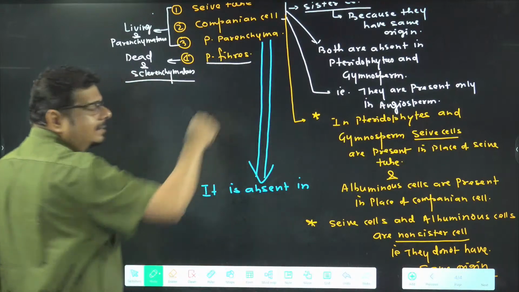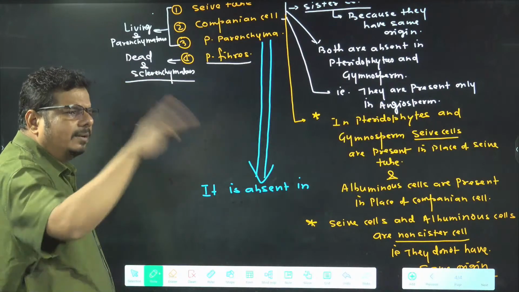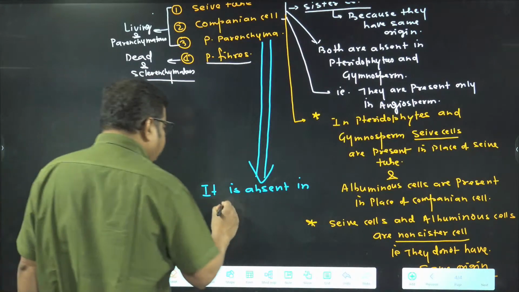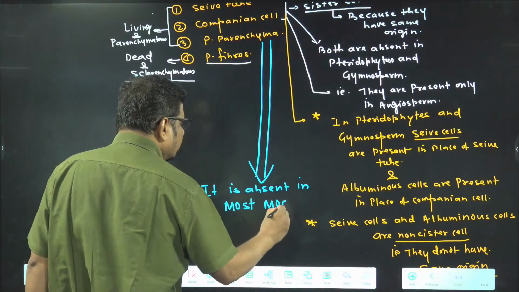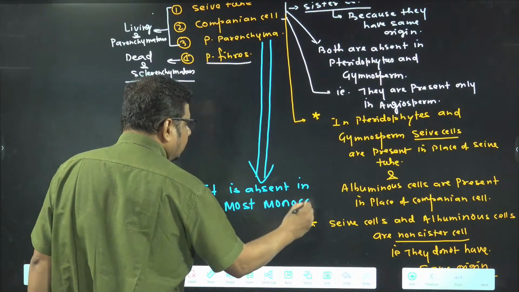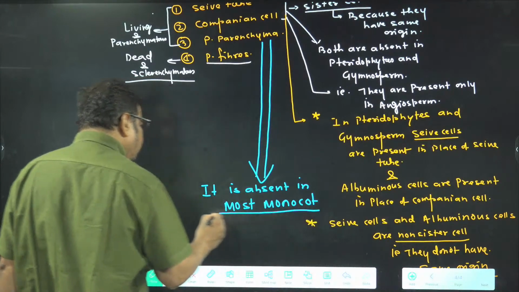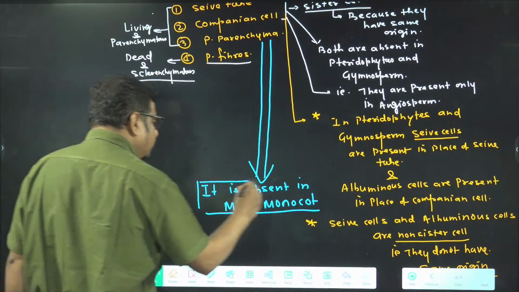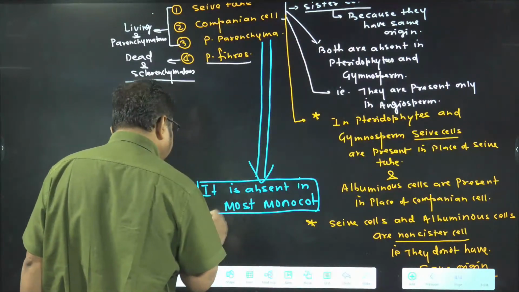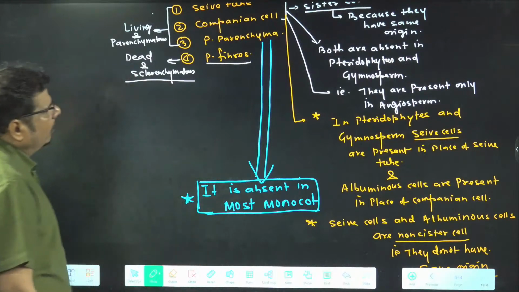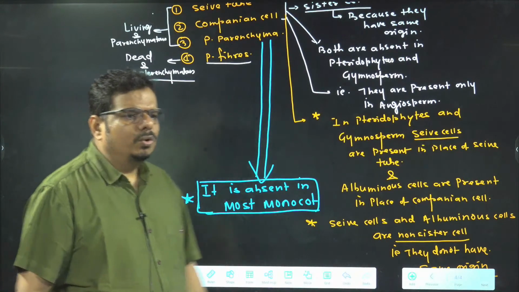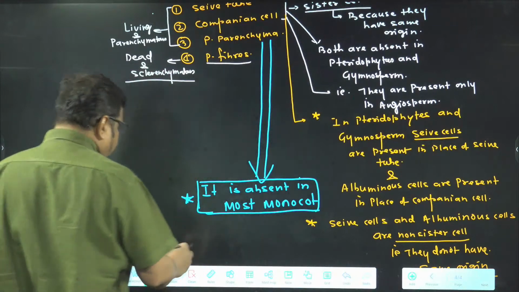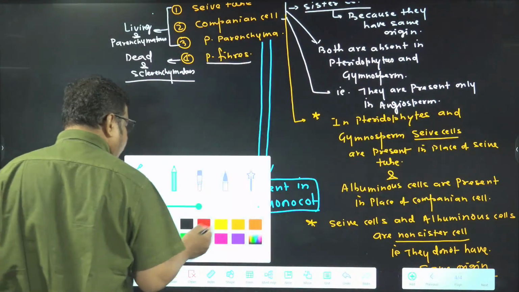So here in this slide, I am telling you who is present where, who is absent where. It is absent in most monocots. It is a very important line. Examiners, paper setters ask this line. Getting the idea? So phloem parenchyma, it is absent in which one? Most monocots.